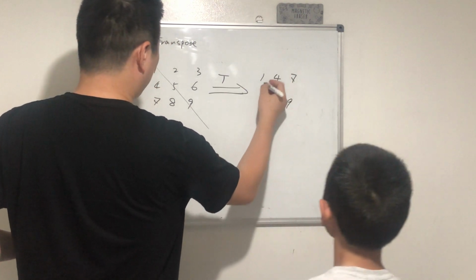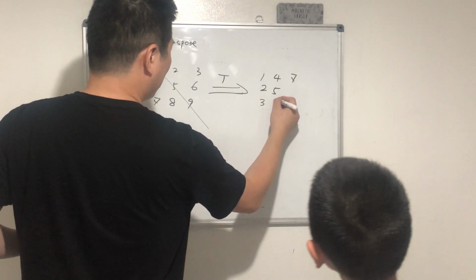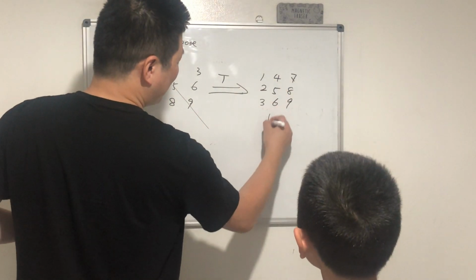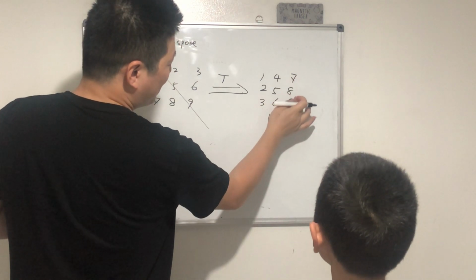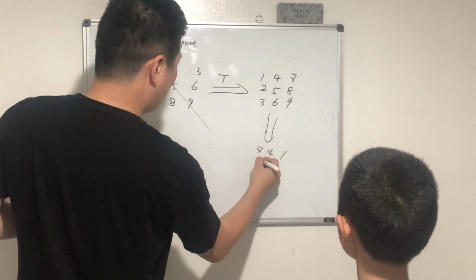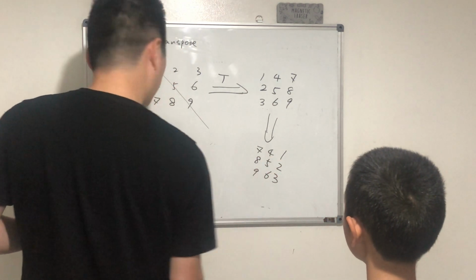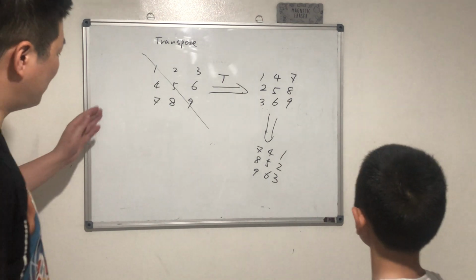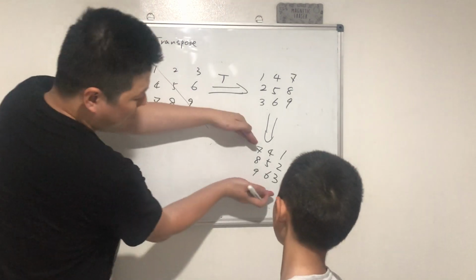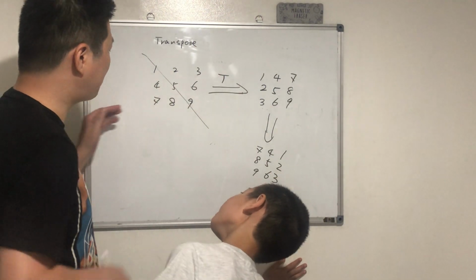And then look, 4 and 2, 7 and 3, 6 and 8, right? And then you reverse each row, right? So that will be 7, 4, 1, 8, 5, 2, 9, 6, 3. Look, this is rotate 90 degrees there. Transpose.